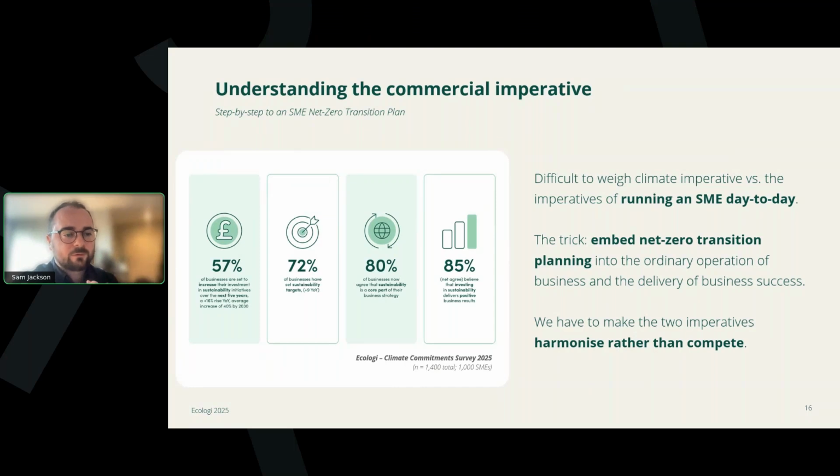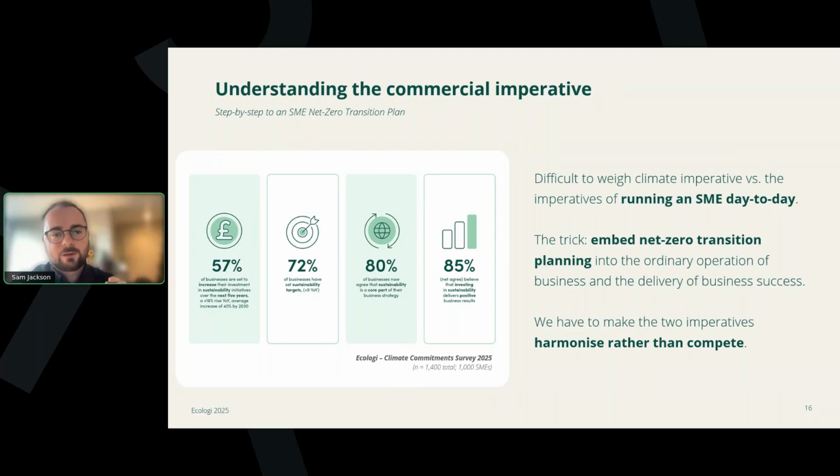57% of businesses are set to increase their investment in sustainability over the next 5 years. 72% of the businesses we surveyed have got some targets of some description, and that's increased by 9 percentage points year on year since we did our survey last year. 80% of businesses that we surveyed now agree that sustainability is a core part of their business strategy, and 85% believe that investing in sustainability delivers positive business results.